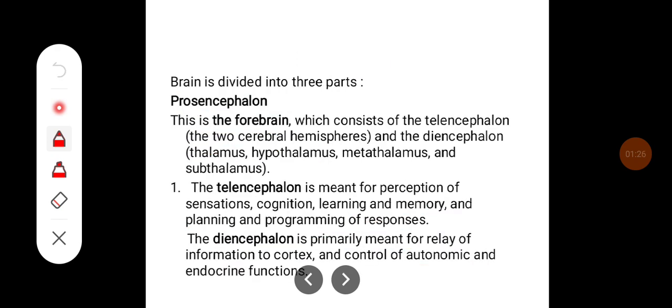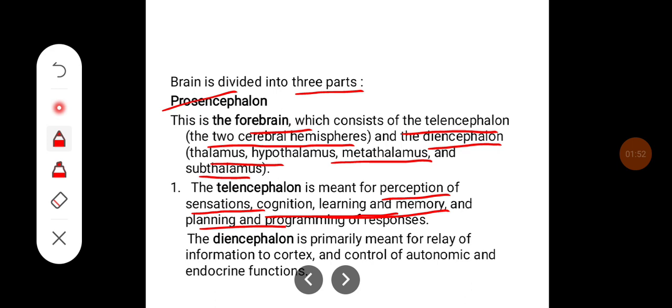The brain is divided into three parts. The prosencephalon is the forebrain, which consists of the telencephalon, the two cerebral hemispheres, and the diencephalon, that includes thalamus, hypothalamus, metathalamus, and subthalamus. The telencephalon is meant for the perception of sensation, cognition, learning and memory, and planning and programming of responses. The diencephalon is primarily meant for relay of information to the cortex and control of autonomic and endocrine functions.